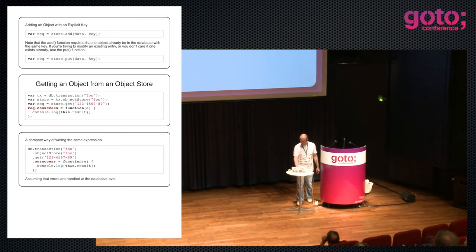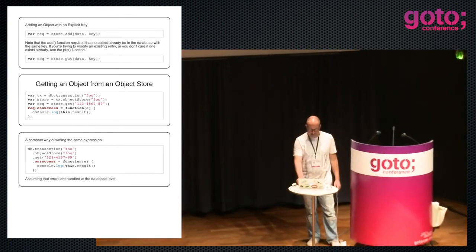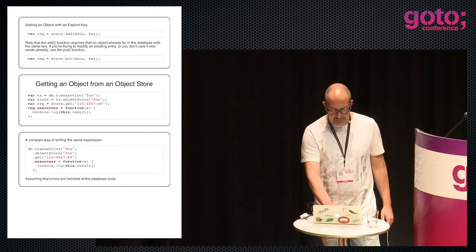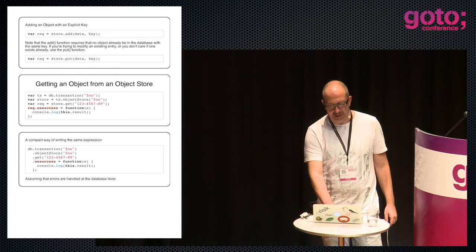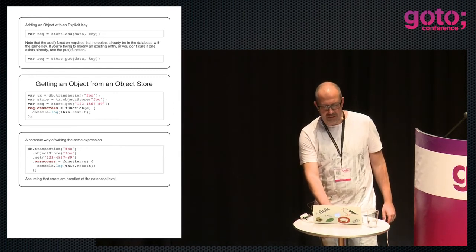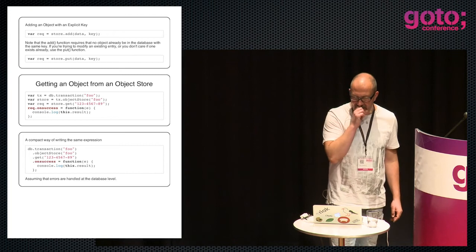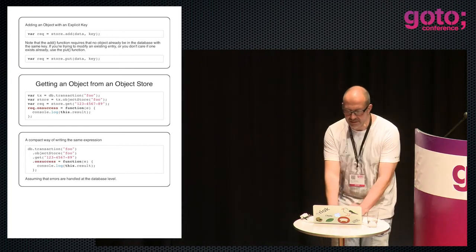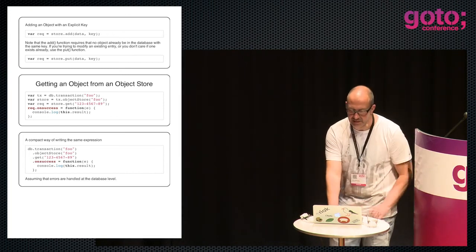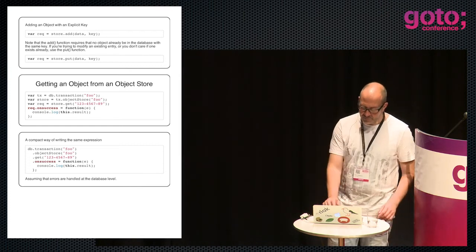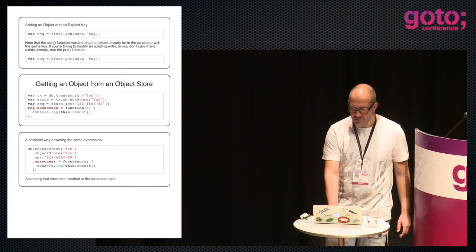And we can get data again. We call get, and we get a request back, and on that request we'll put a callback, and when the callback fires, we have gotten data. There's a little bit more compact way of writing the same code here. This is assuming that we are handling errors on the database level, so we're just attaching an onsuccess here. But we can chain the calls.